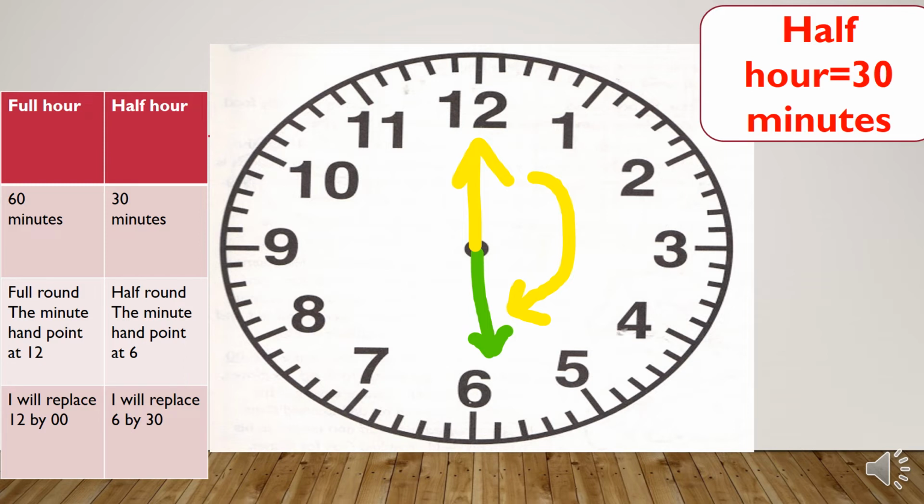The third difference is that when the minute hand points to number 12, it means full hour. So when I would like to write it, I will write 0 and 0. While in the half hour, the minute hand will point to number 6, so I will replace it by 30 minutes. So I will write 30.